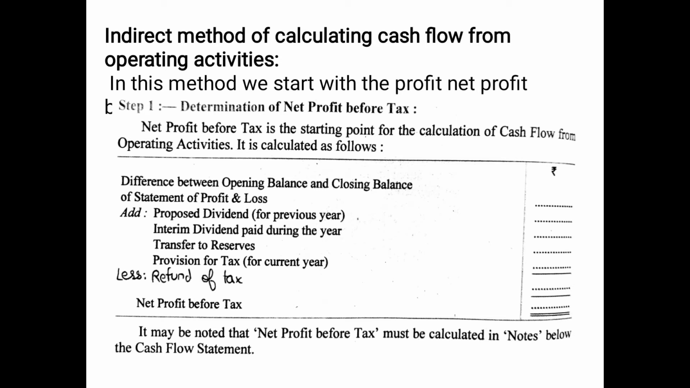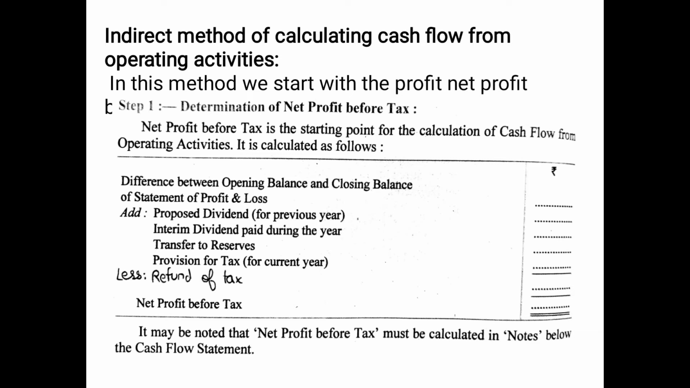And similarly, provision for tax for the current year. The provision for tax which you have made in the current year is just a provision. The liability has still not been incurred, so it will also be added back to the profit. And the provision for tax for the last year which you might have paid in the current year, you will be deducting later on in the operating activity.